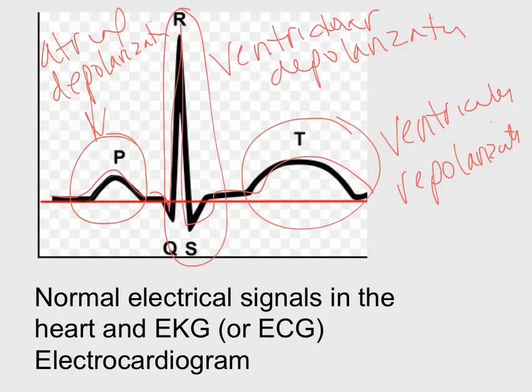If you're paying attention, you might say, oh, Mrs. Foy, I don't see a signal for atrial repolarization. As it turns out, the signal for atrial repolarization is there, but it is just overshadowed by a larger electrical signal, the QRS complex, that makes the ventricles contract.